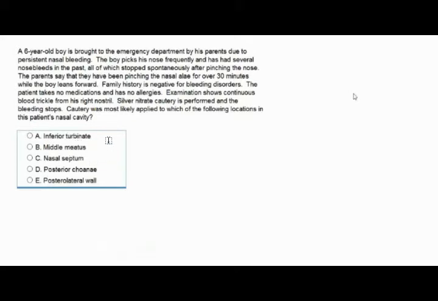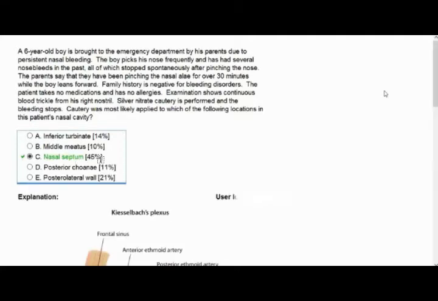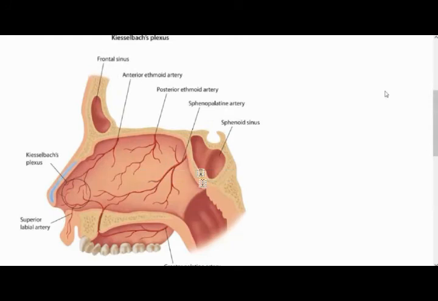The options are: inferior turbinate, middle meatus, nasal septum, posterior choana, and posterior lateral wall. My answer would be nasal septum, because Kiesselbach's plexus lies on the nasal septum. Let's see. So it's C, nasal septum, and here we can see Kiesselbach's plexus. Let's have a quick revision because it's a review. So this is Kiesselbach's plexus.